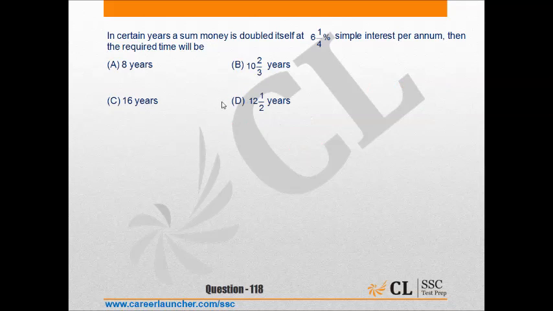In a certain year, a sum of money doubles itself at 6.25% simple interest per annum. I have to simply divide 100 by 6.25. I'll get my answer as 16.